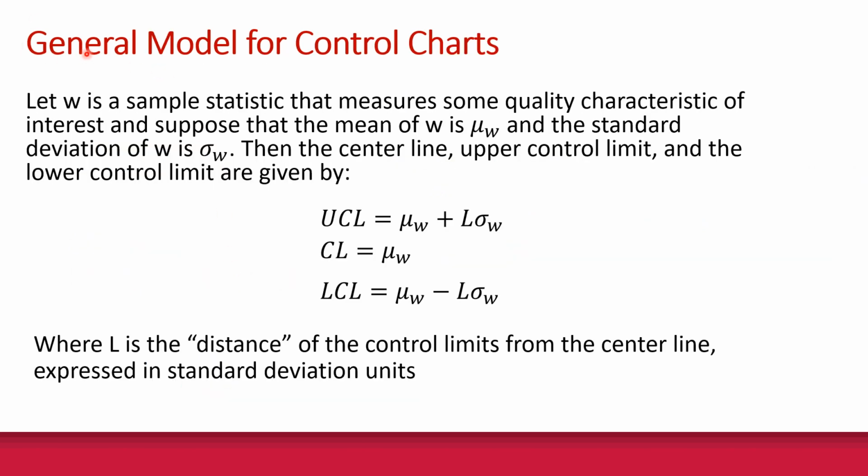So what's the general model for control charts? Let W be the sample statistic that measures some quality characteristic of interest. Suppose the mean of W is mu W. W here could be the weight, the length, whatever we want. And the standard deviation of W is sigma W. Then the center line, upper control limit, and lower control limit are plotted using this example here. L is the distance of the control limits from the center line, expressed in standard deviation units. Typically L is 3, so plus or minus 3 sigma is what we typically use. The center line is going to fall right at the mean of whatever we're measuring.